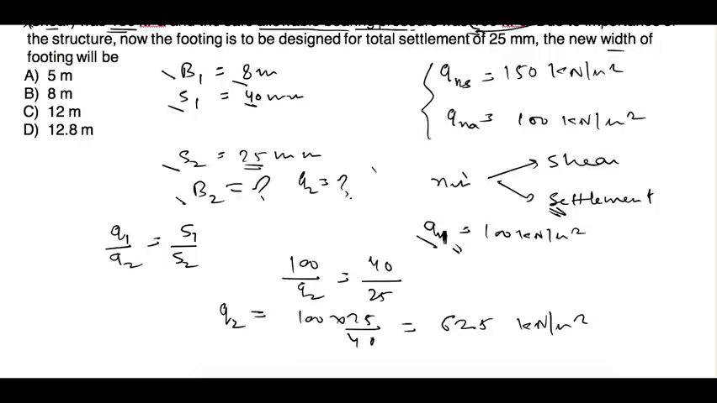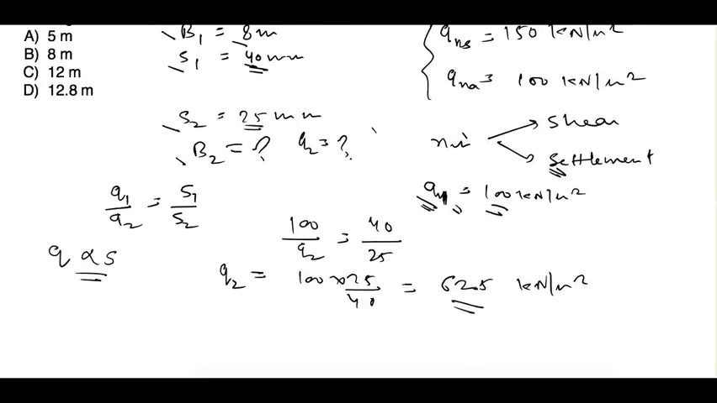So from here Q2 is equal to 100 into 25 by 40, which is equal to 62.5 kilonewton per meter square. So obviously it is less than 100 because this relationship we are putting as Q is proportional to S. Why is it so? Because more is the bearing pressure, then we are going for more settlement, because the soil can sustain it, and less is the bearing pressure, then we will go for less settlement. So that's why it is proportional here.